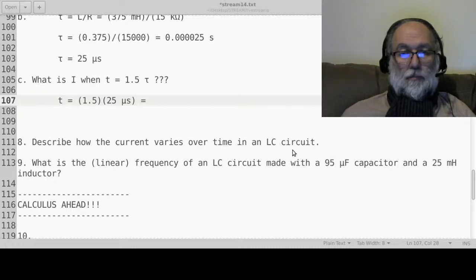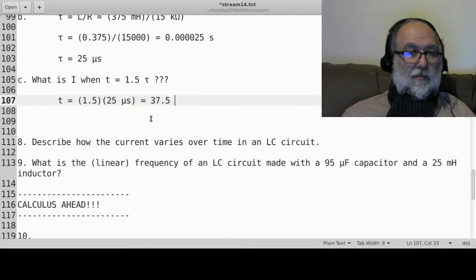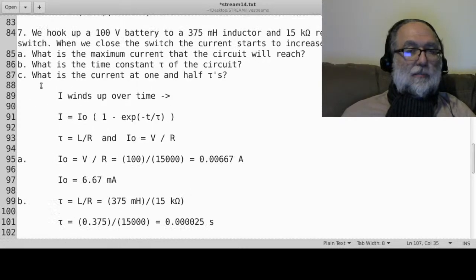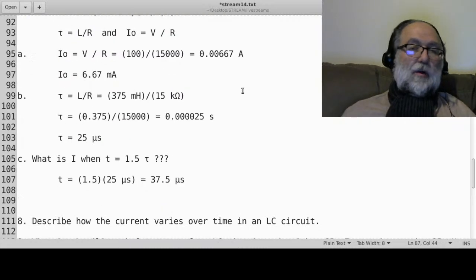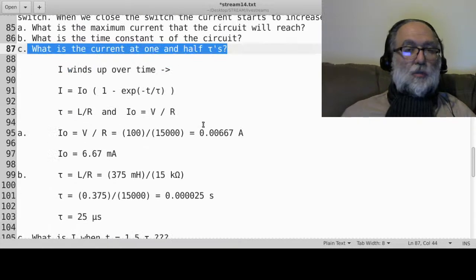25 multiplied by 1.5 is 37.5. Okay, 37.5 microseconds. So another way to have asked this question, by the way, this is a typical way of thinking about it, thinking in terms of units of tau. So 1.5 taus. But another way to ask that question would have been this.